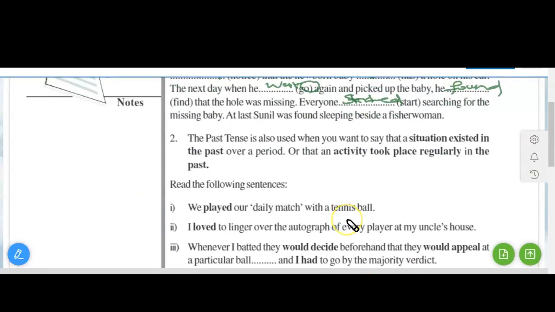Next, the past tense is also used when you want to say a situation existed in the past over a period, or an activity took place regularly in the past. So in two cases you have to use the past tense.